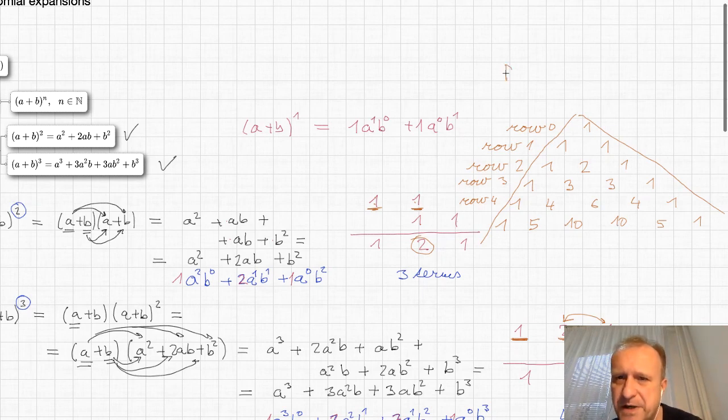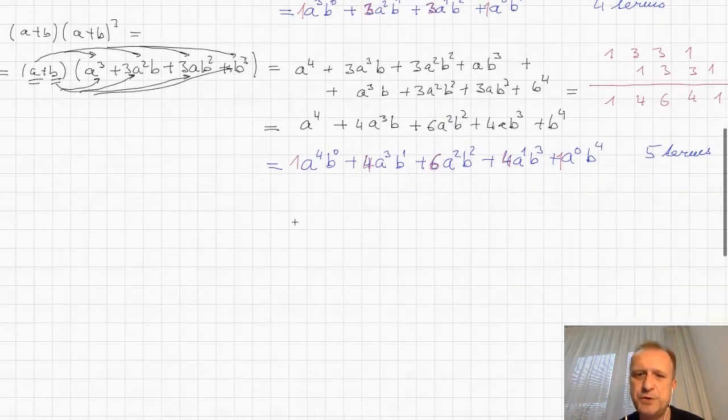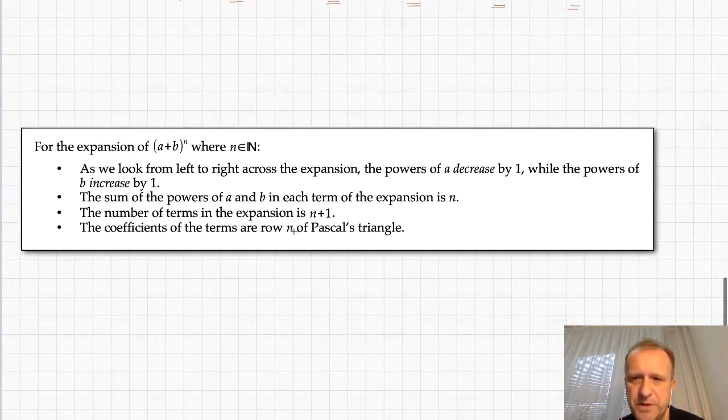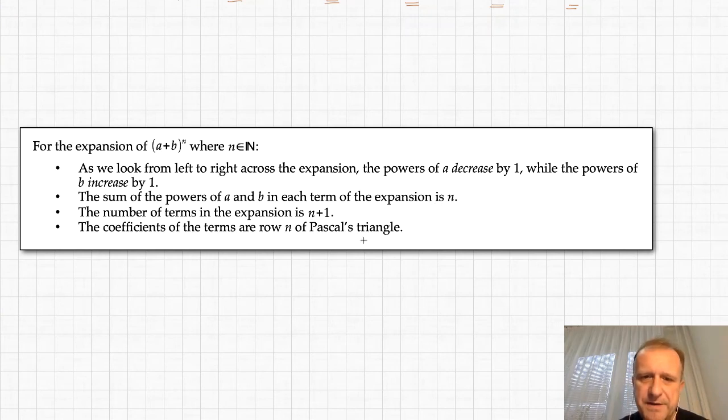Okay, this is Pascal's triangle. So this is what you need to know about binomial expansion at the moment, and this knowledge should then be applied to solve the problems of today's problem set.